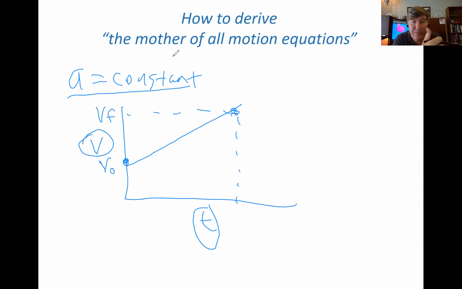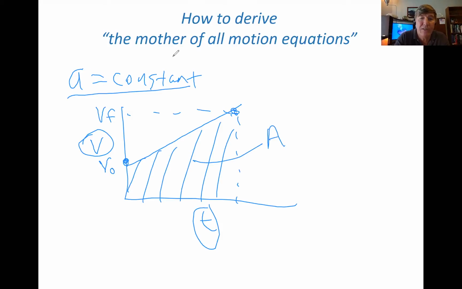Okay, now here's the important thing. If it is true that the area under this curve equaled the distance before, then I will say that that's still true. Even though the velocity is not constant anymore, it's still true that the area under this curve equals the distance that we traveled.